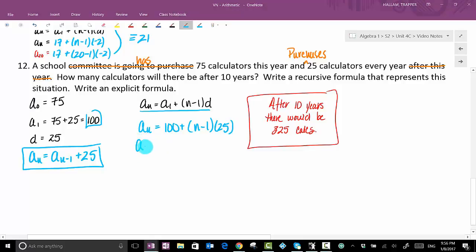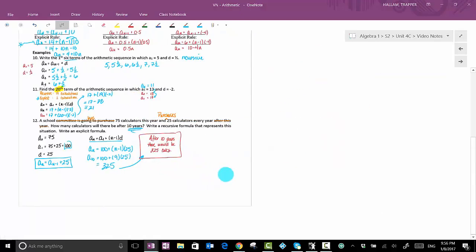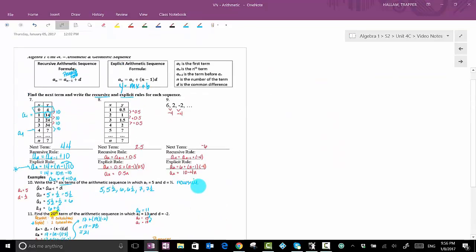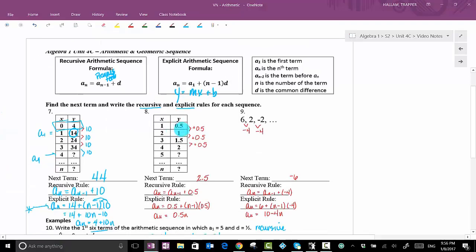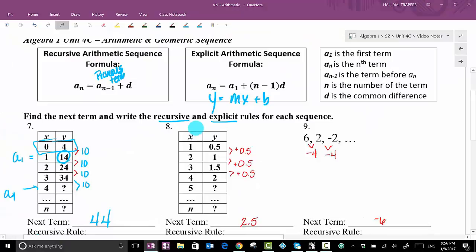So we're going to say a sub 10, because they want to know how many calculators there are in 10 years. So a sub 10 is 100, plus 10 minus 1, which is 9, times 25. If you do that calculation, you're going to find out that it's 325 calculators after 10 years, starting with 75.